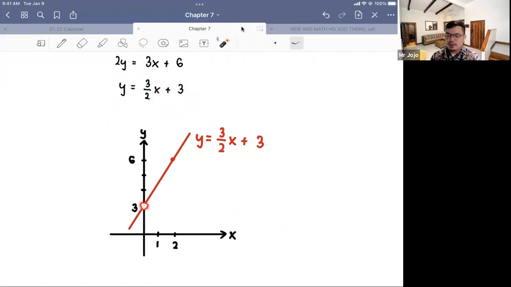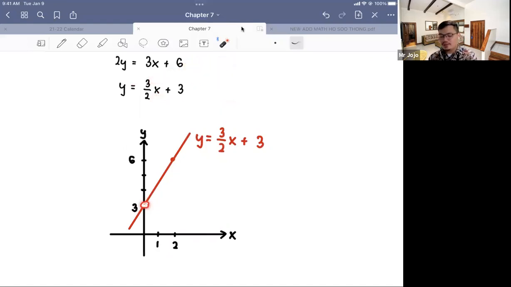That's why your first point is over here. And then how do we go to the second point? You use your gradient for that. Now your numerator is positive 3. That means we go up 3 steps, right? And then your denominator is positive 2. That means we go right 2 steps.